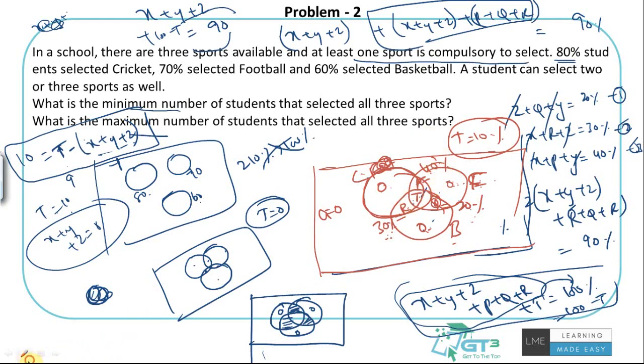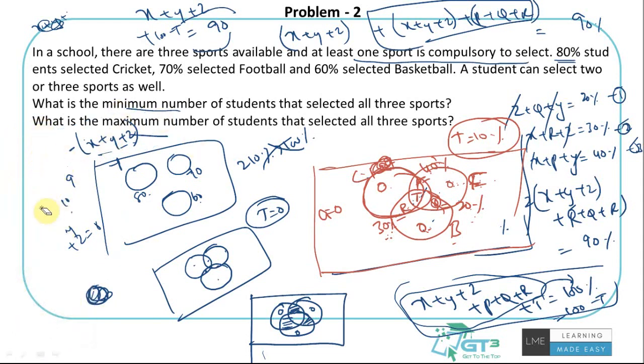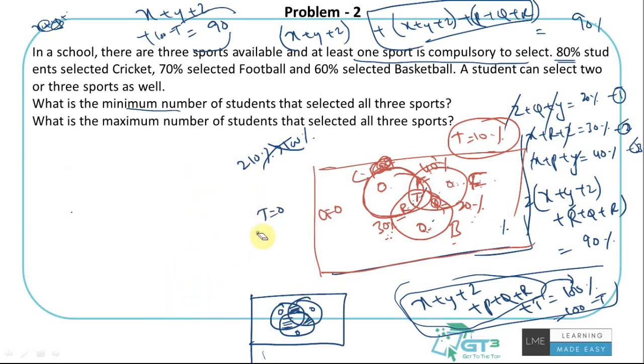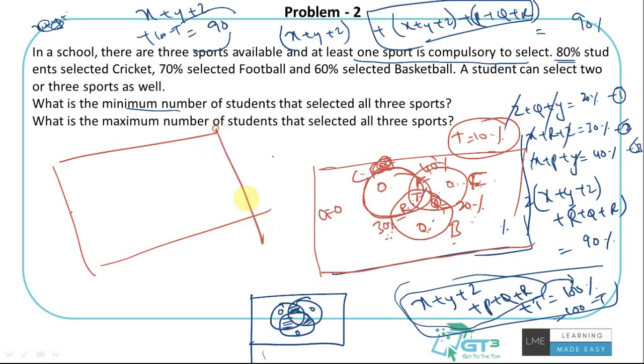So when the question is asking for the maximum, let's say the question is asking you to find the maximum number of students who are playing all three games, the thing that you need to do in that case is this. Let me explain this. So when would I maximize all three? When they overlap as much as possible, right?